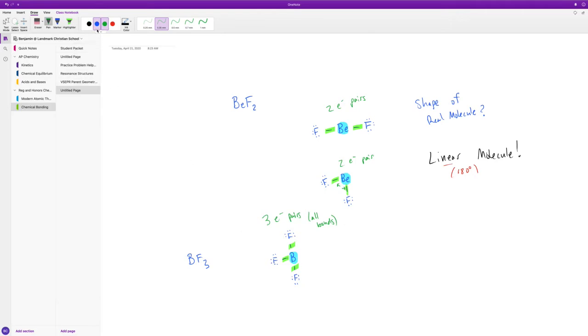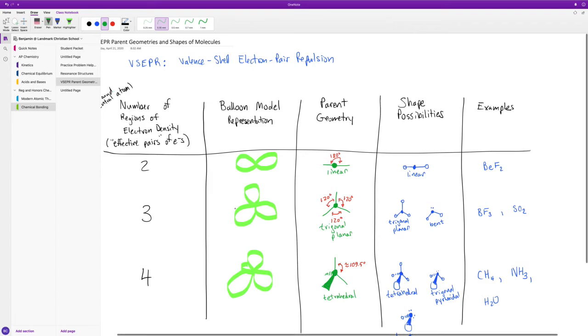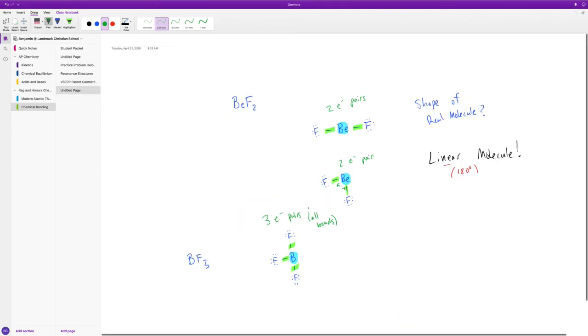And so what's going to happen is those 3 electron pairs repel in the same way that these 3 balloons push against one another. And we're going to get a trigonal planar molecule. Beryllium trifluoride's trigonal planar. Bond angles of 120 degrees all the way around.